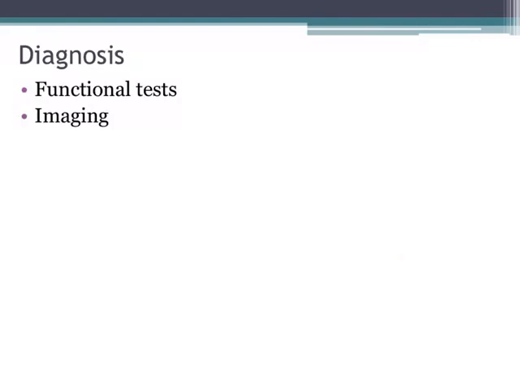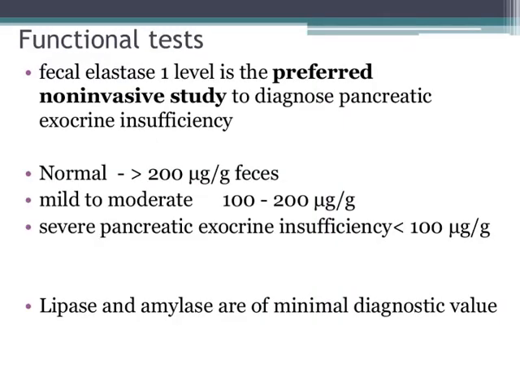Diagnosis is based on functional tests and imaging of the pancreas. Functional tests: fecal elastase is the first-level, preferred non-invasive study to diagnose pancreatic exocrine insufficiency. Lipase and amylase are of minimal diagnostic value, but in our country we check the alpha amylase of the serum and diastase of the urine. It gives us information about the activity of the necrotic process inside of the pancreas.